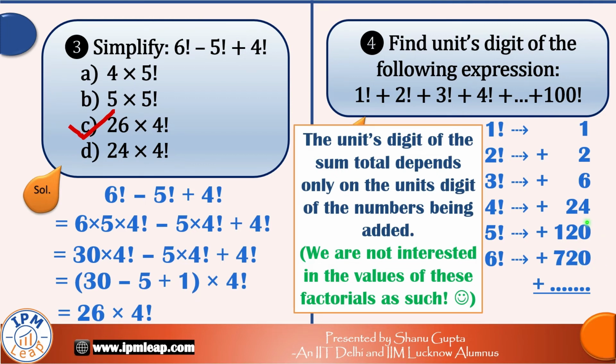All we have to do is add up the units digit of our first 4 factorials. 1 factorial is 1, 2 factorial is 2, 3 factorial is 6, and 4 factorial is 24. So summing up the units digit, we get 1 plus 2 plus 6 plus 4. That is 13. So the units digit is going to be 3 for this long expression.